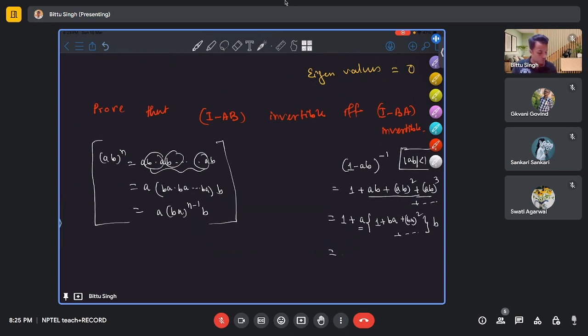And now you see this is actually 1 plus a. Now what is 1 plus ba plus (ba) square and so on up to continue? What is this thing? This is actually the inverse of 1 minus ba, and this is actually b. Is it okay?